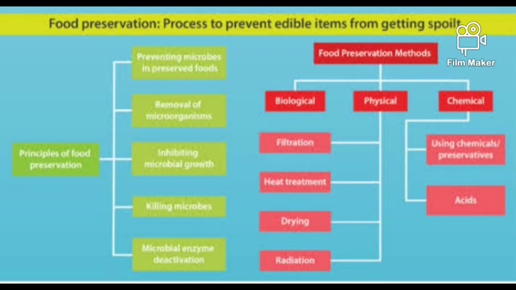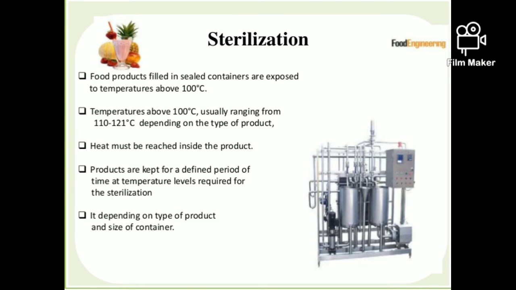Sterilization. Food product filled in sealed containers are exposed to temperature above 100 degrees centigrade, usually ranging from 110 to 121 degrees centigrade depending on the type of product. Heat must be reached inside the product. Products are kept for a defined period of time at the temperature level required for the sterilization. It depends on the type of product and size of the container.